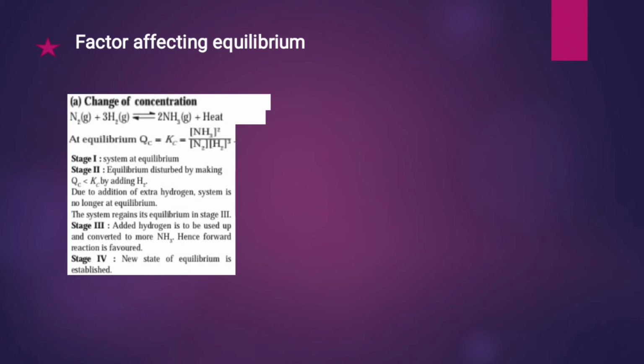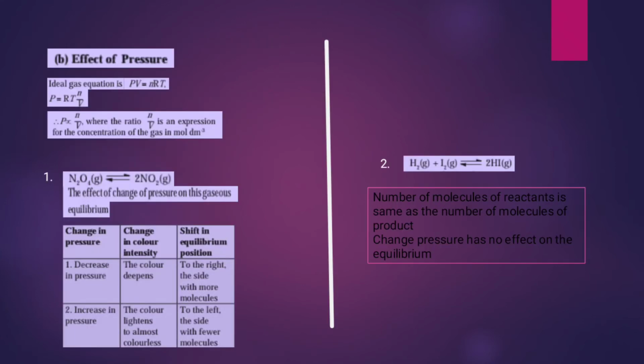Next we will see the next factor, that is the effect of pressure. Students, we are well aware of the ideal gas equation, PV equals nRT. Now pressure at constant temperature gives, from the equation PV equals nRT, P equals RT into n by V.